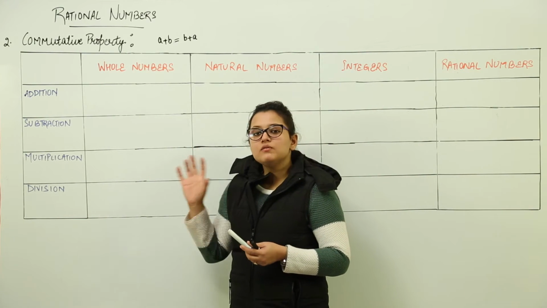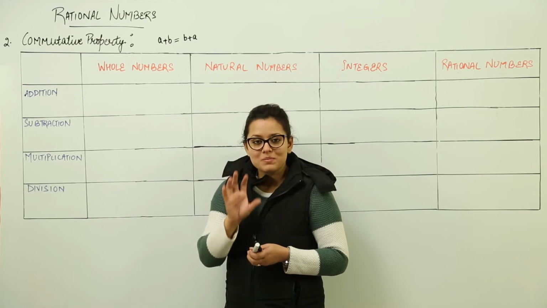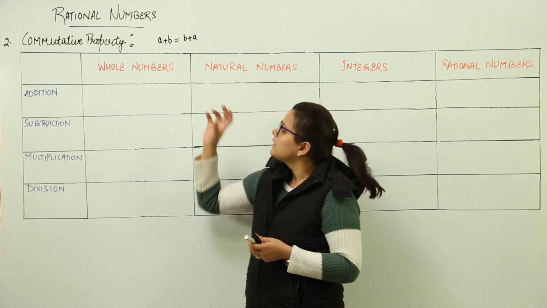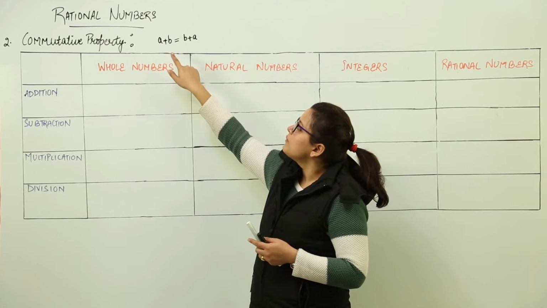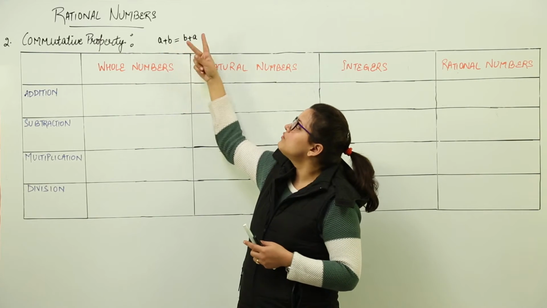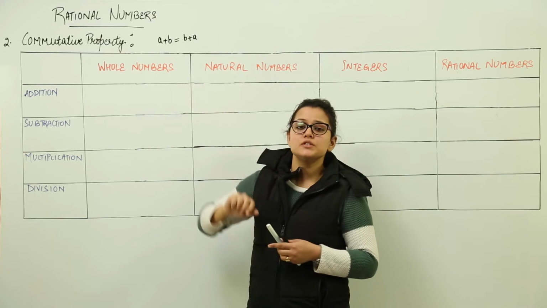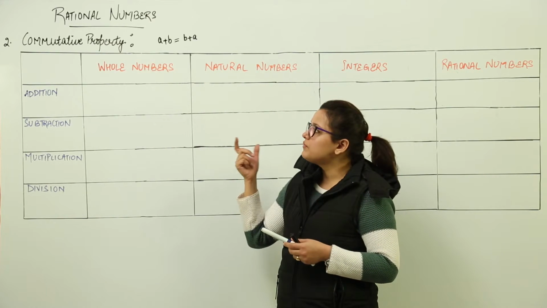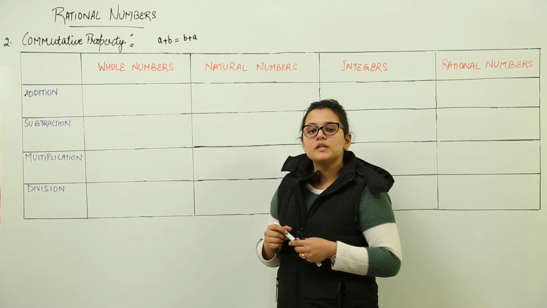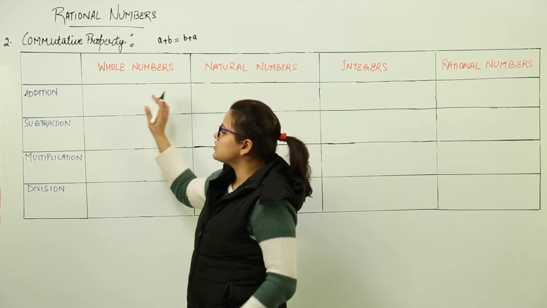Now before starting with commutative property, for all the cases I need to specify and explain what commutative property is. Commutative property is when you add two numbers and if you reverse their order and add them, the answer should be same. If it is same, the commutative property is satisfied. Let us start with the examples for each case.